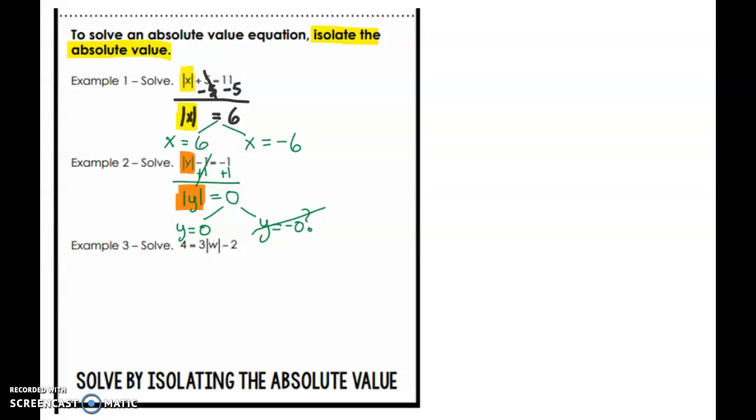So this one only has one solution, which is y equals 0, where example 1 had two solutions, 6 and -6. All right, let's go ahead and try one more.